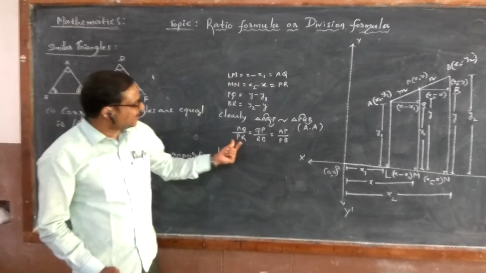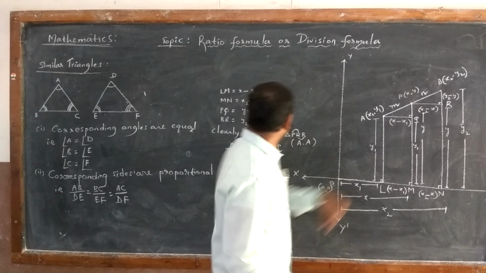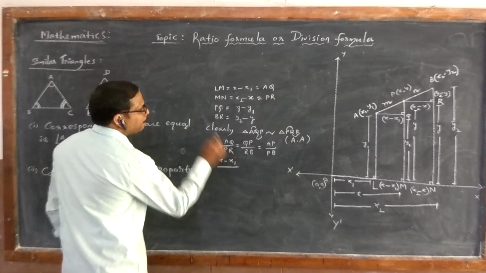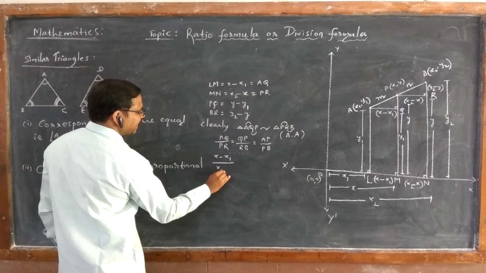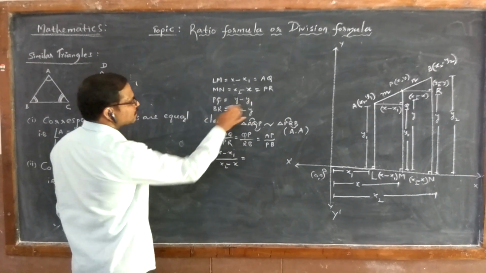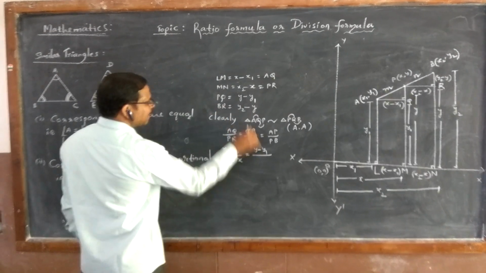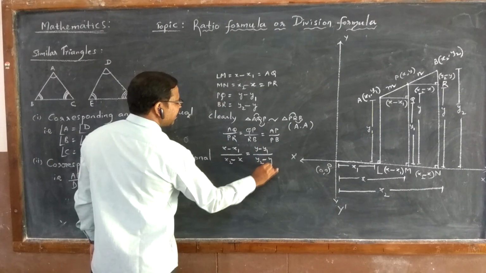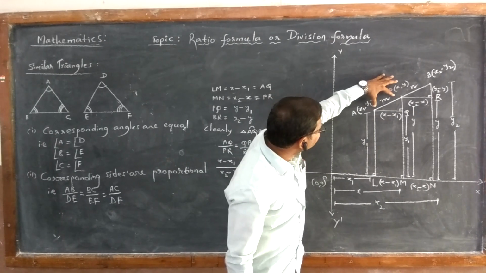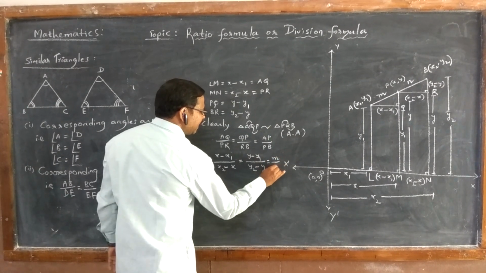Now already we got the values before. What is the value of AQ here? x minus x1 by PR, x2 minus x. I am substituting the values. Earlier we got the values. QP means y minus y1 upon RB value y2 minus y equal to AP value. Here it is there in the figure. AP is to PB how much? M by N.